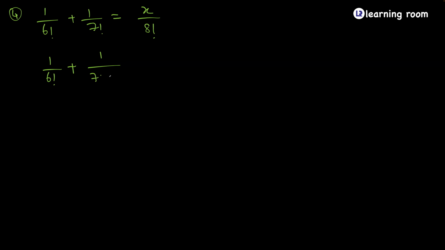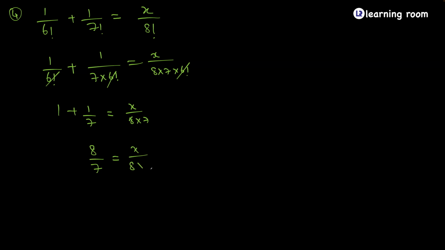So it will be 1 plus 1 by 7 into 6 factorial is equal to x divided by 8 into 7 into 6 factorial. So 6 factorial gets cancelled. So 1 plus 1 by 7 is equal to x divided by 8 into 7. I'm not going to multiply because what is going to be the LCM? It will be 8 by 7 is equal to x divided by 8 into 7. Cancel these two, which implies x is equal to 8 into 8, which is 64.